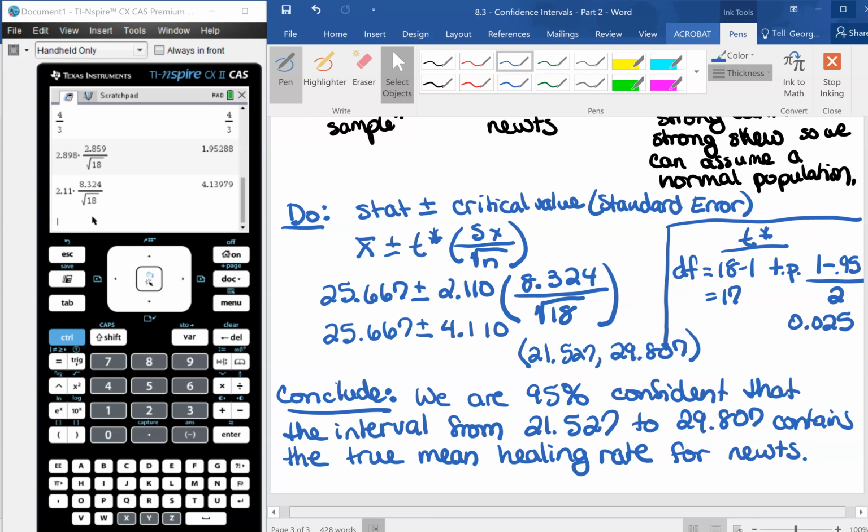Things I could ask you to build onto this, I could say, so and so thinks that the mean healing rate is 30. Does that make sense? And you could say, well, 30 is not inside our confidence interval, so no, we could rule that out. That's pretty much all you can really do with these at this moment. When we get into significance tests, we'll talk about how to do both pieces of that where you can start to do the comparisons. But for this one, they can give you a value and you can say, yes, that value is inside my confidence interval, or no, that value is not. And that's it.